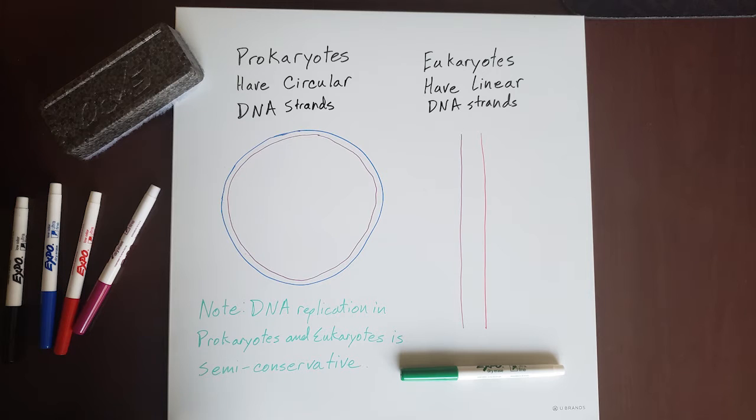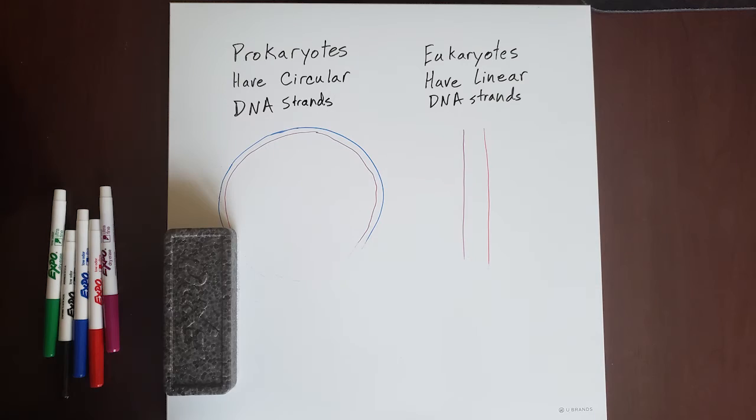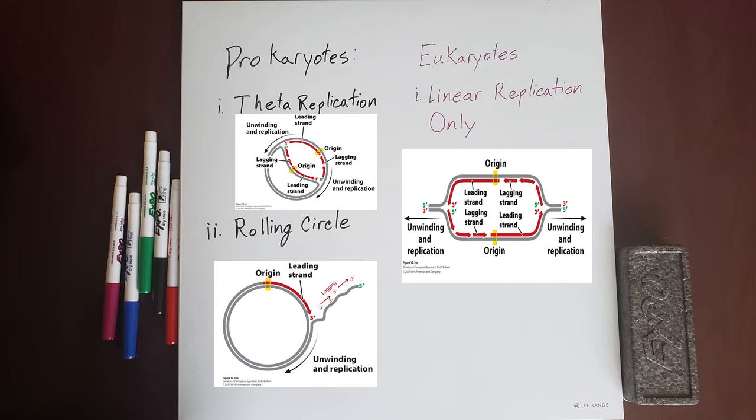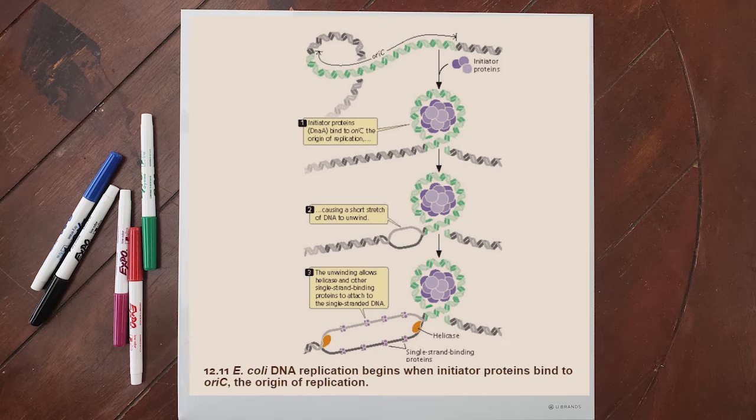Prokaryotic DNA strands are circular, whereas eukaryotes have linear DNA. This has a direct relationship on the mechanisms that prokaryotic DNA can use to replicate, theta replication being the most commonly observed. To begin, initiator proteins attach at a critical point on the DNA strand, referred to as the origin of replication, or OriC. This initiator protein helps to unwind a small section of DNA strand, forming a replication bubble with a replication fork on both sides.